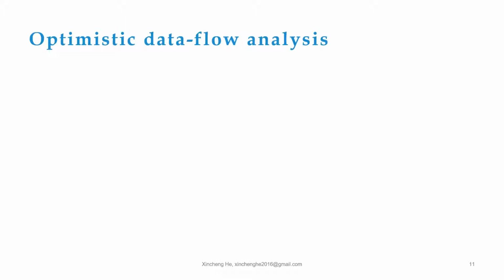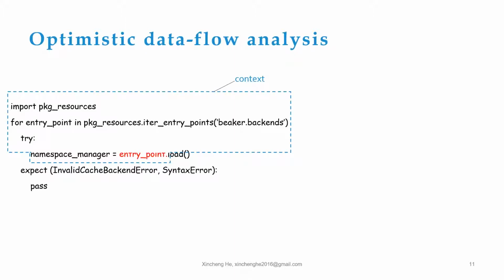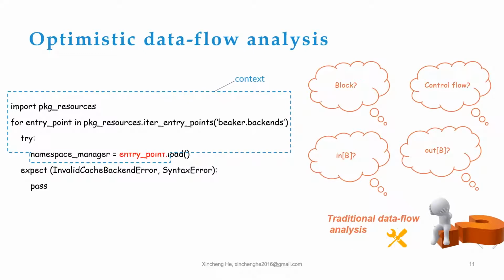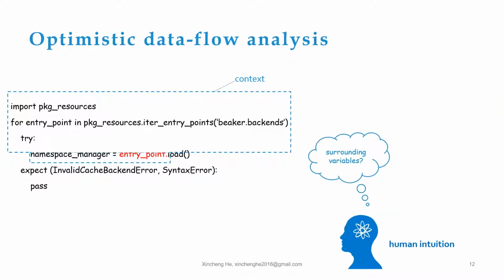The idea is to simulate how humans reason about data flow, different from traditional data flow analysis. Consider the example. It collects all entry points of backends and reads each point with a method load. Traditional data flow analysis attempts to obtain information at the boundaries of basic blocks and considers the entry state and exit state of each block, and uses control flow to determine how a value is propagated. This is, however, difficult for Python. In contrast, humans infer data flow based mainly on local symbol information. For example, they consider surrounding variables.